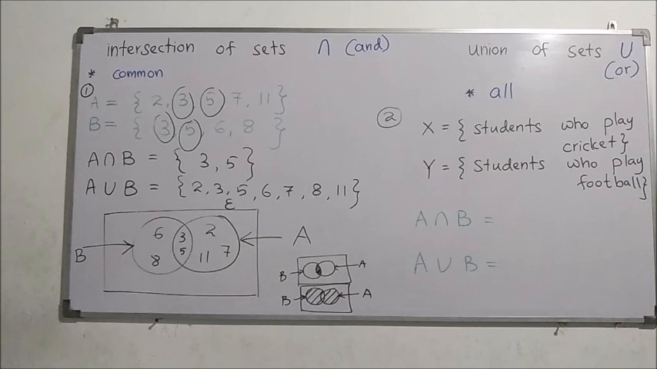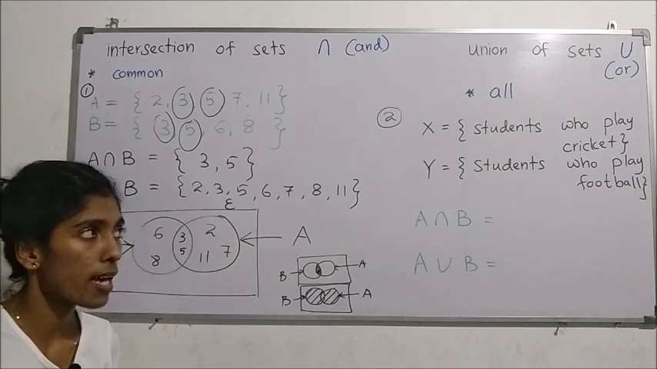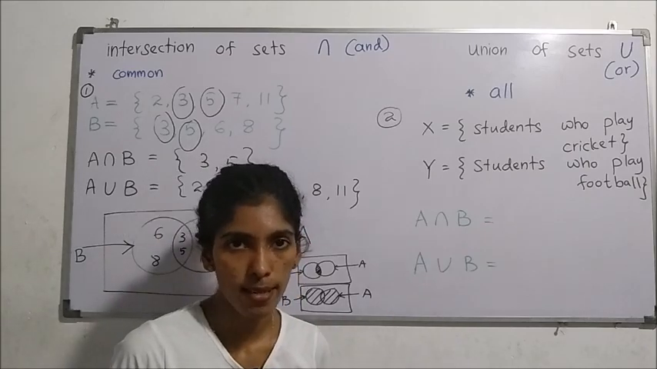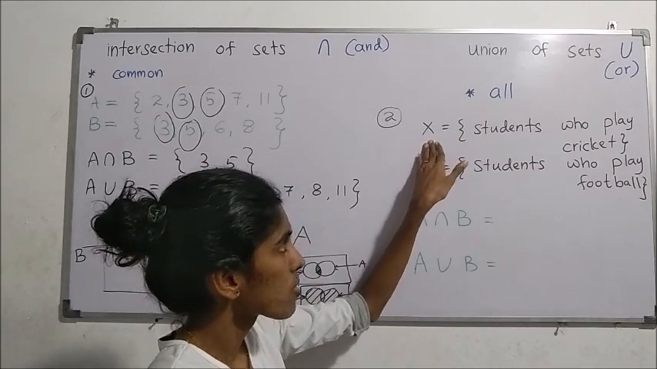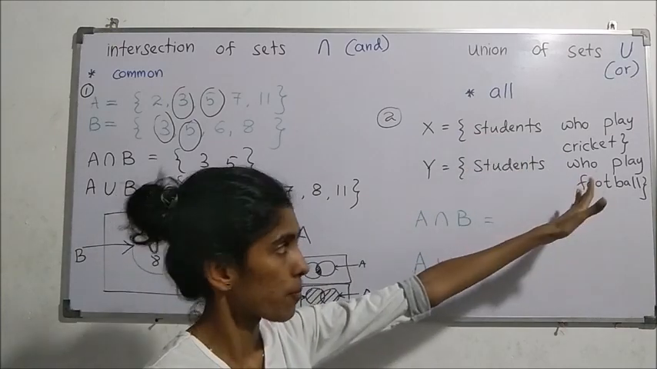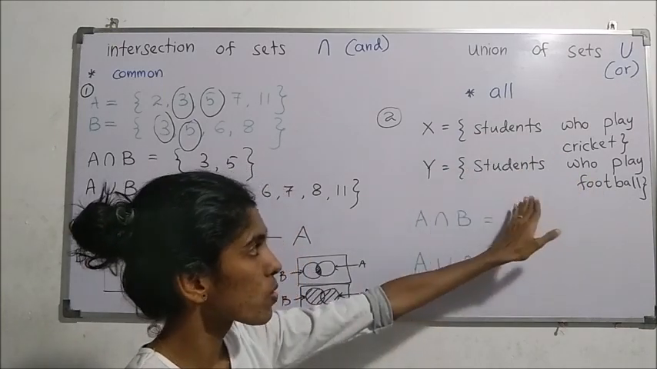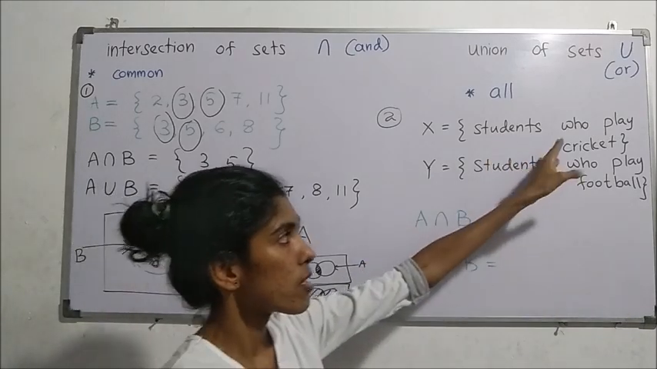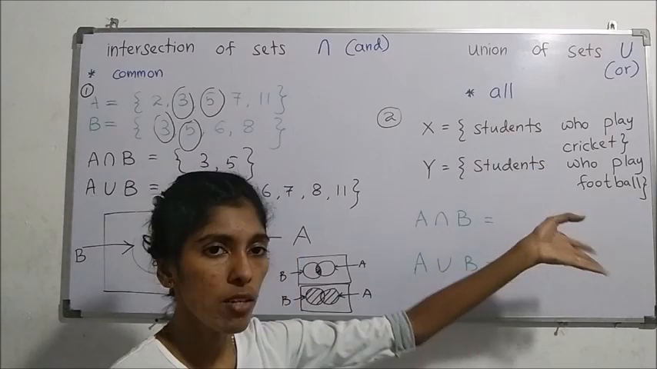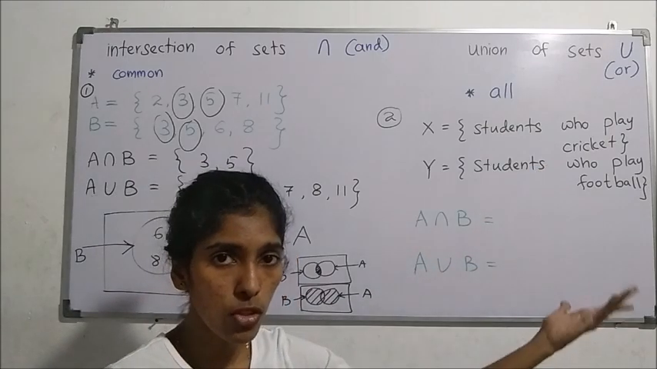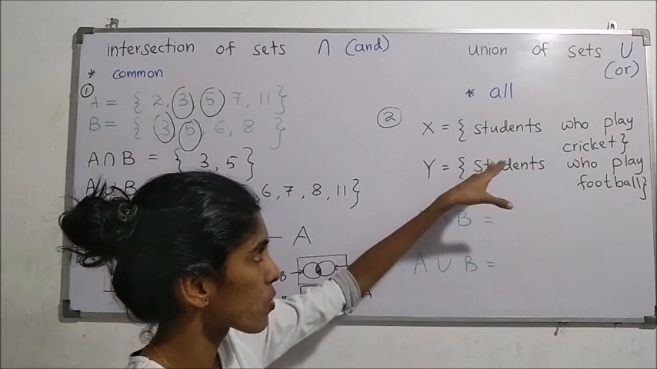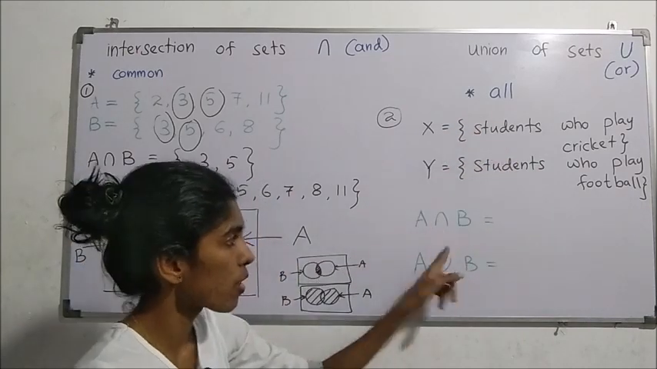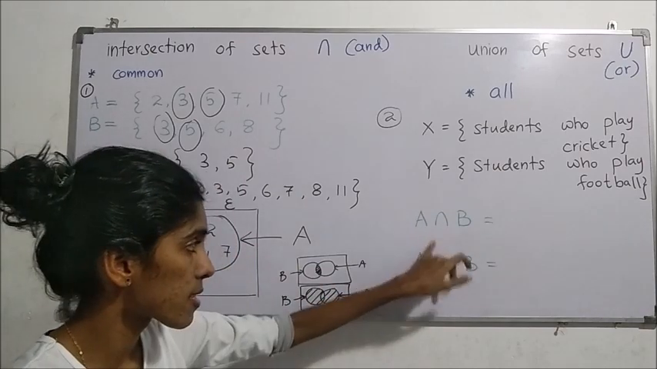Okay, right. Next, as the second example, I have given not the elements but just two sentences. Set X represents the students who play cricket. Set Y represents students who play football. There is no mention of whether the students who play cricket also play football. Such details are not provided. They have just given us students who play cricket and students who play football. Now we need to write these two as a sentence.